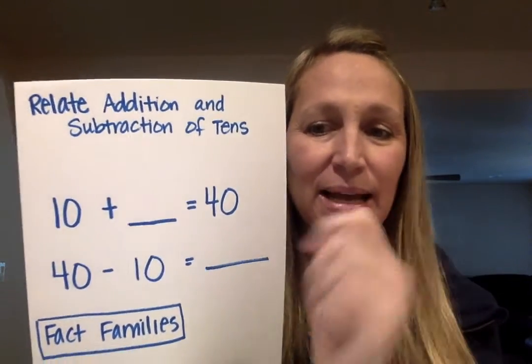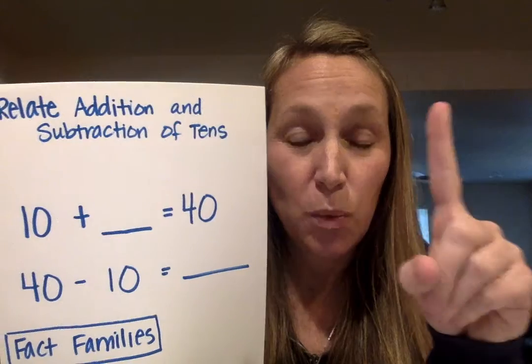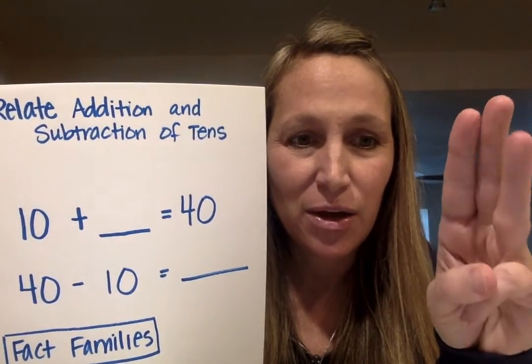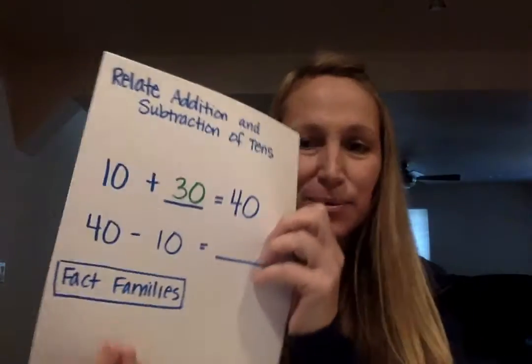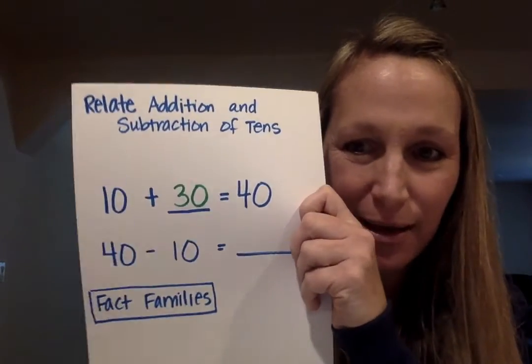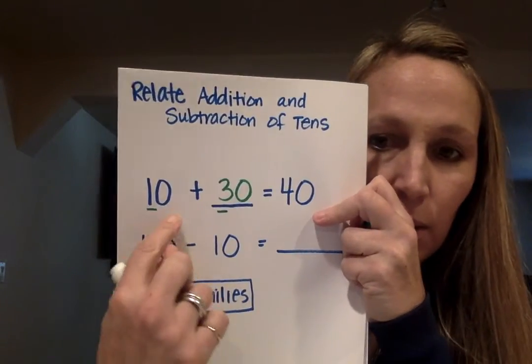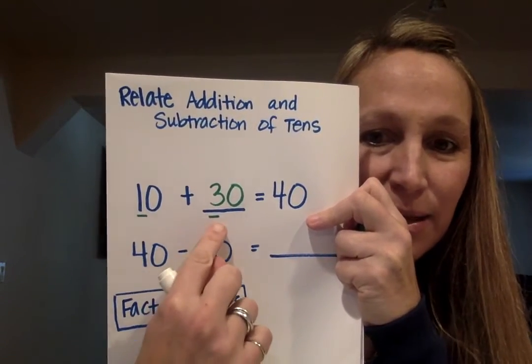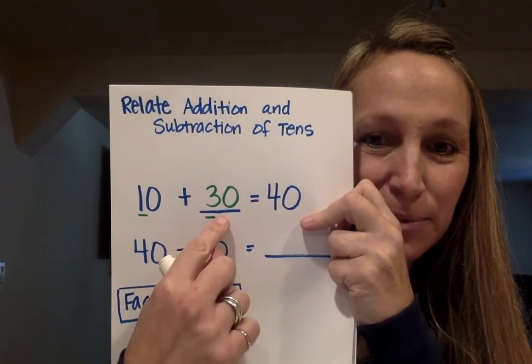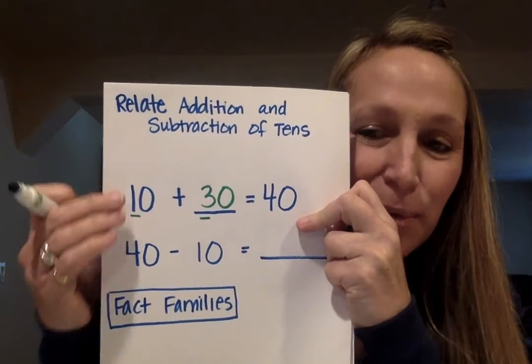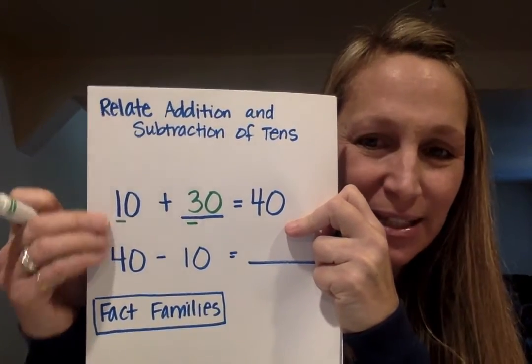Yeah, I could count by 10. So 10, 20, 30, 40. So 3 tens, 10, 20, 30. So 10 plus 30 equals 40. And let me show you a little trick. One plus 3 equals 4. 0 plus 0 equals 0. So we take our value in the tens place.